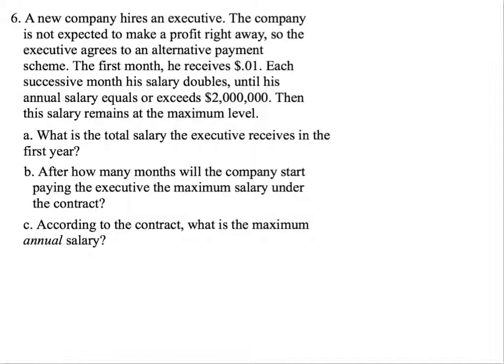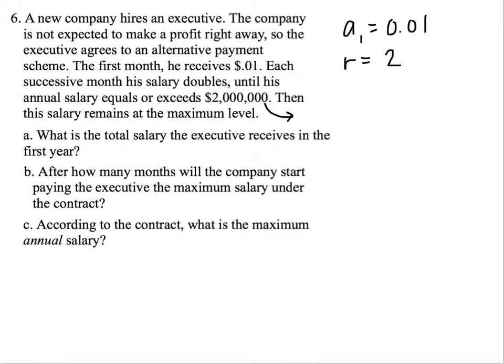All right, a new company hires an executive. The company is not expected to make a profit right away. So the executive agrees to an alternative payment scheme. The first month, he receives a penny. And then each month, what he makes doubles. So this is geometric, until his annual salary meets or exceeds $2 million.